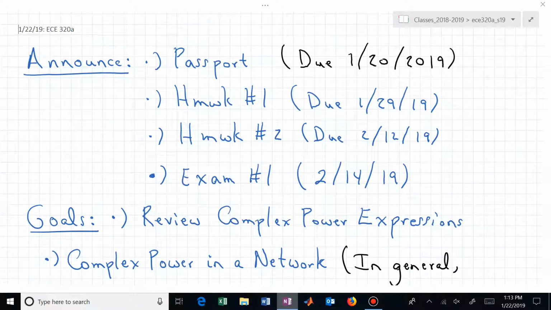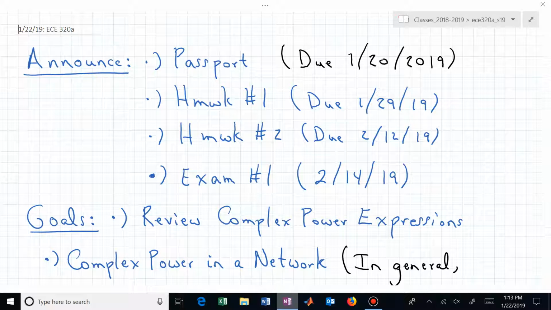We'll get started with some announcements. The passport was actually due on Sunday the 20th. Hopefully you turned that in. If you have not, there's still a chance for you to go ahead and submit that into the assignment Dropbox on D2L. Homeworks 1 and 2, which will occur prior to exam number 1.